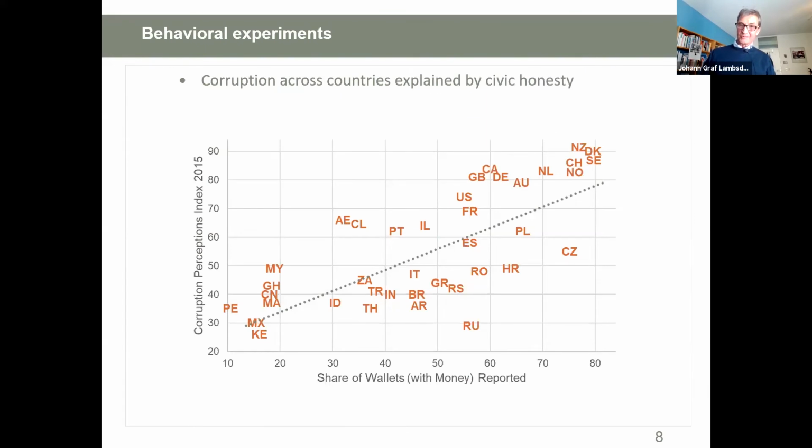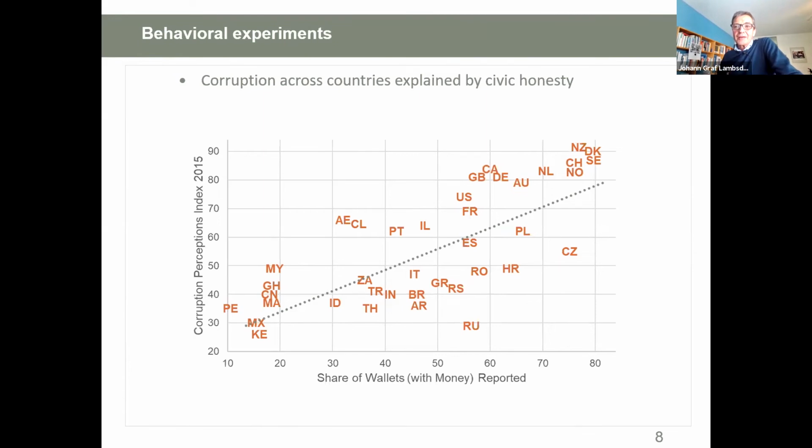Here, this is the result. The share of wallets that were reported was astonishingly high, although these people did have some extra work to report. And again, this correlates with the corruption perceptions index. So when you look here at the right-hand side on the top, we have New Zealand, Denmark, Sweden, Switzerland, Norway, countries with low levels of corruption, where about 80% of the wallets were reported. That is intrinsic honesty. People do not want to see themselves as a thief. Likewise, in countries with high levels of corruption, so a low score in the corruption perceptions index, such as Peru or Mexico, we would see that few lost wallets were reported.